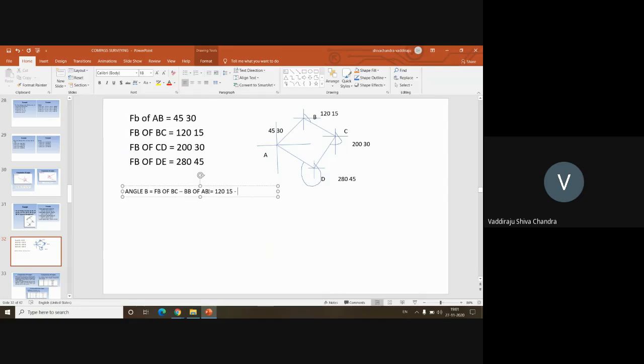What is the relation between forebearing and back bearing? Plus or minus 180. Plus or minus? Here 45 degrees 30 minutes is there. It is less than 180. So please add 180 to get the back bearing. Okay, so tell me what is the answer now. Do this calculation. Minus 105 degrees 15 minutes, sir. Minus 105 degrees 15 minutes. So please add 360.